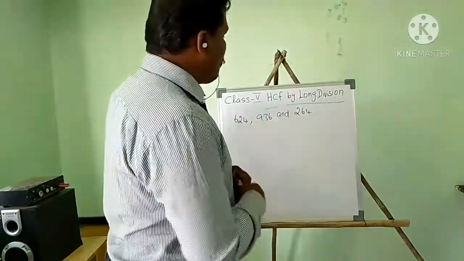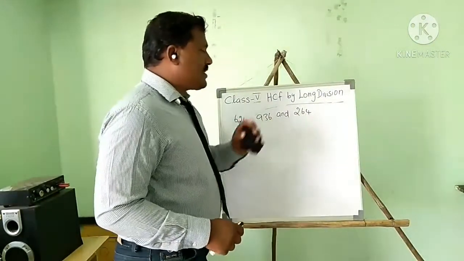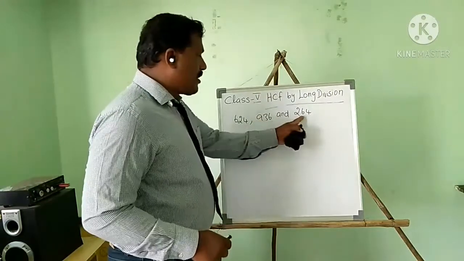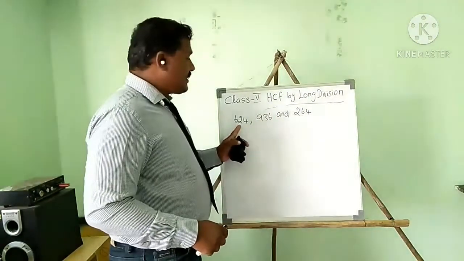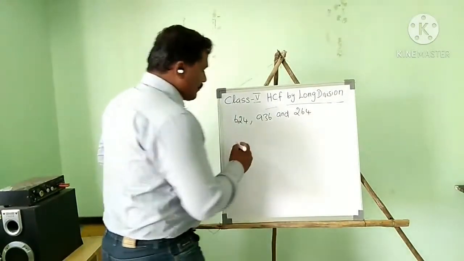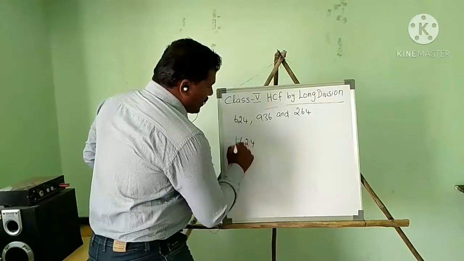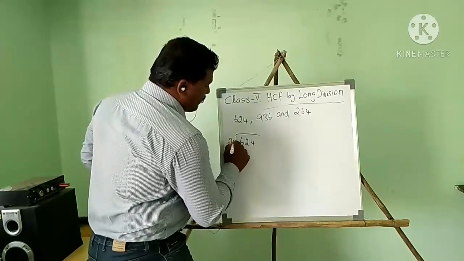Just listen carefully. Now I will take 624 and 264, because 624 is the bigger number. So this is the dividend and this is the divisor. So let me see: 624 divided by 264.